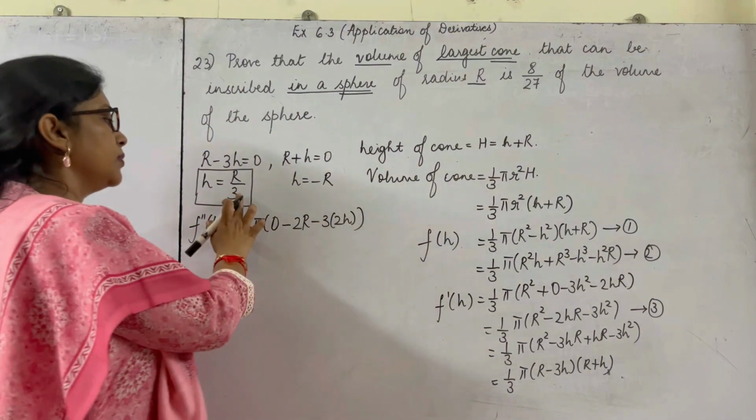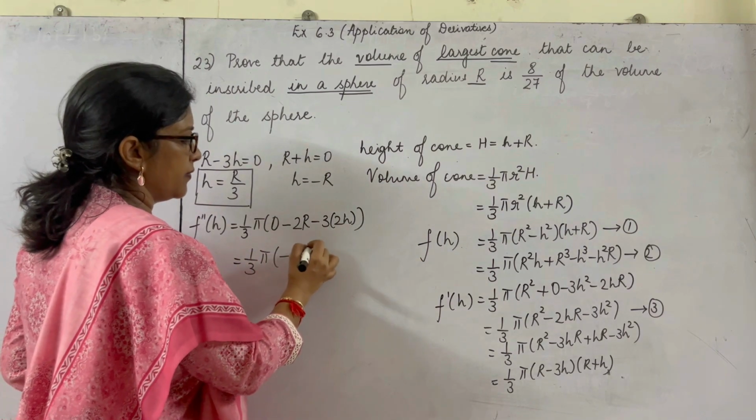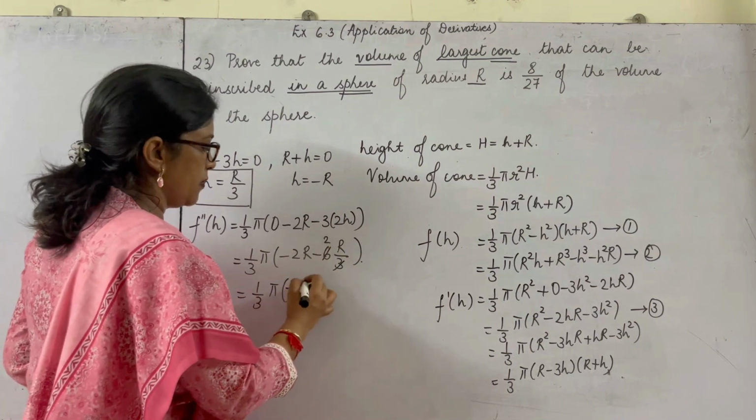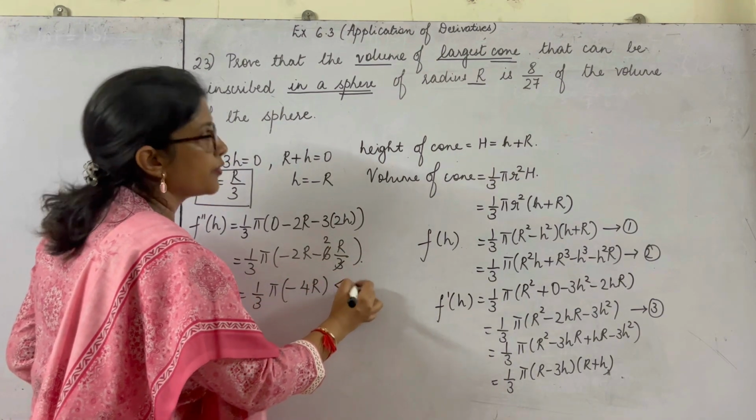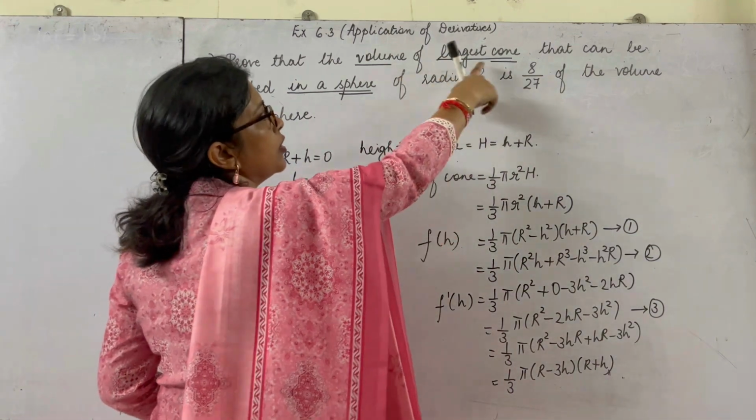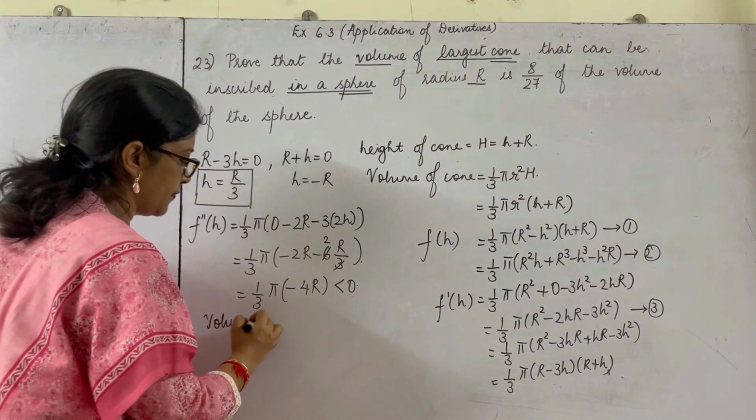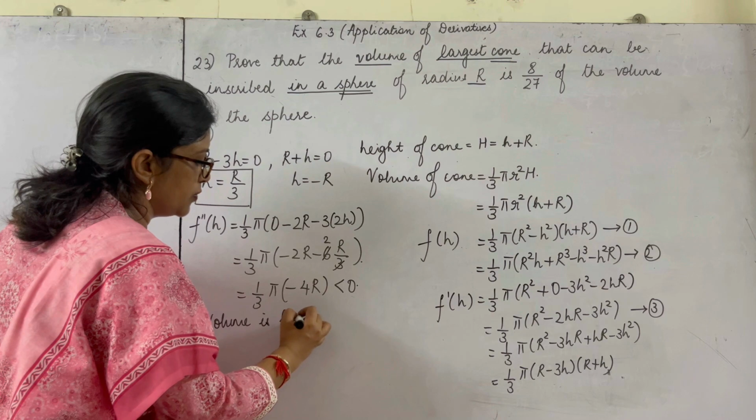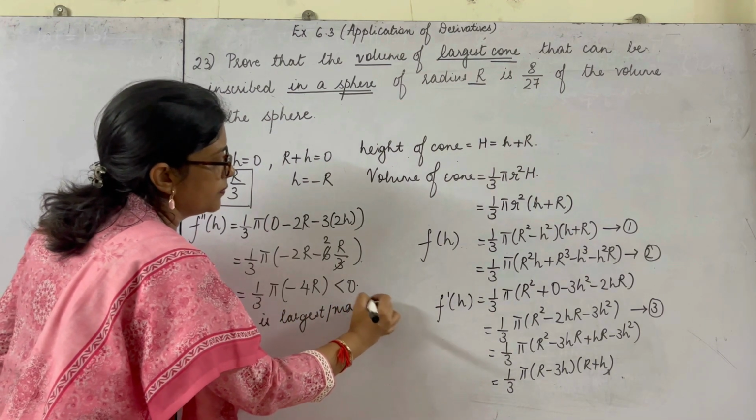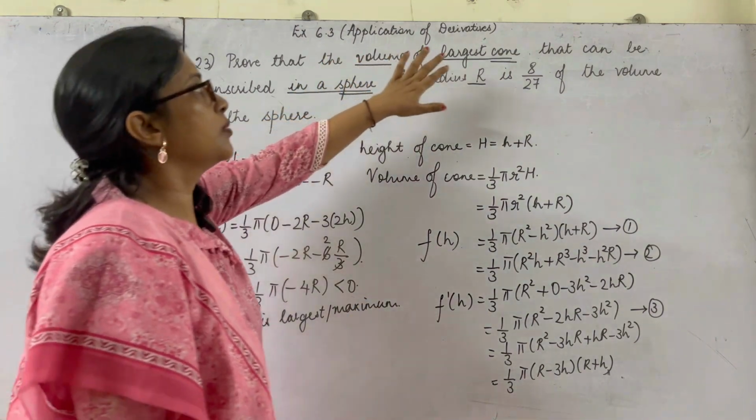Now we know that the critical point is R by 3, so substitute h as R by 3. Minus 4R, it's negative. That means the function f of h, or the volume of the cone, is maximum. So we have the volume largest or maximum. So we have finished the first part, proving that the volume of the cone is largest.